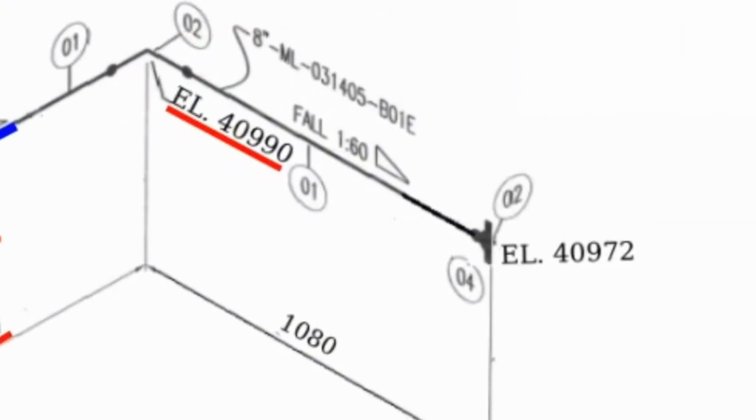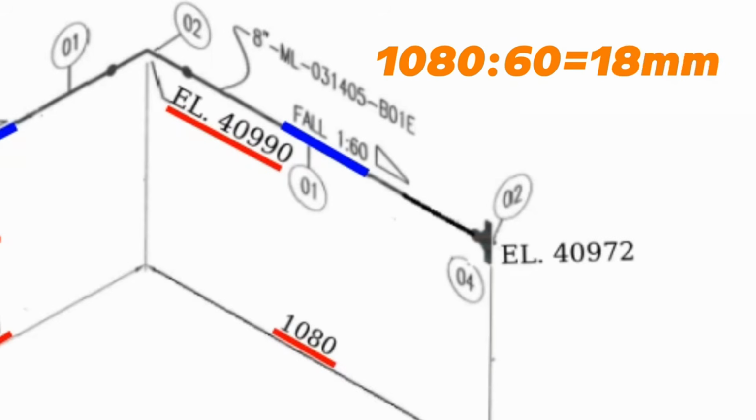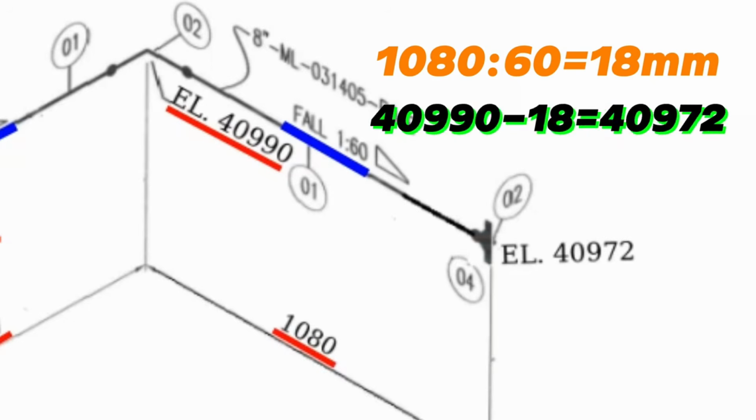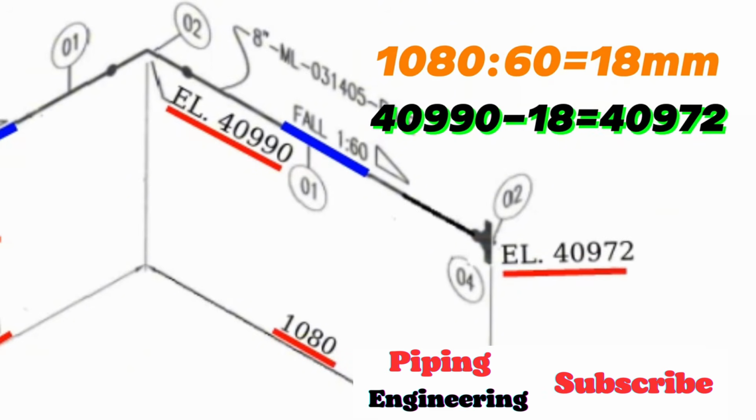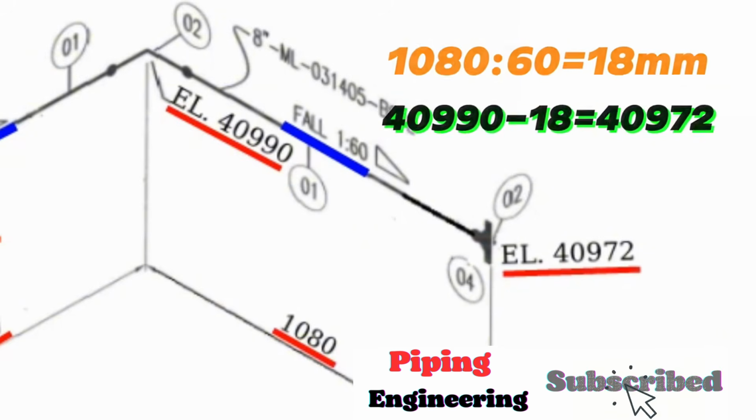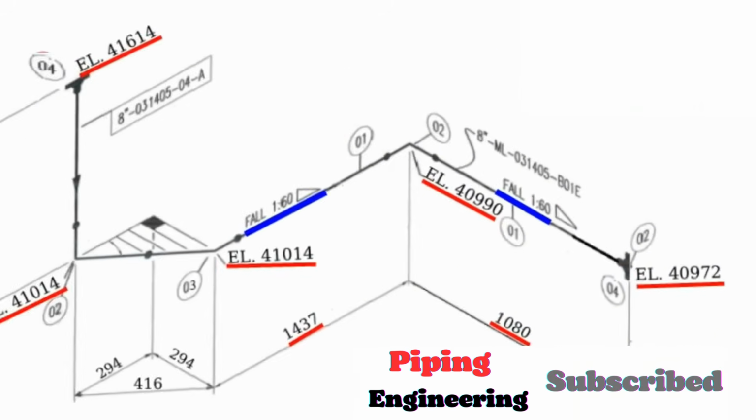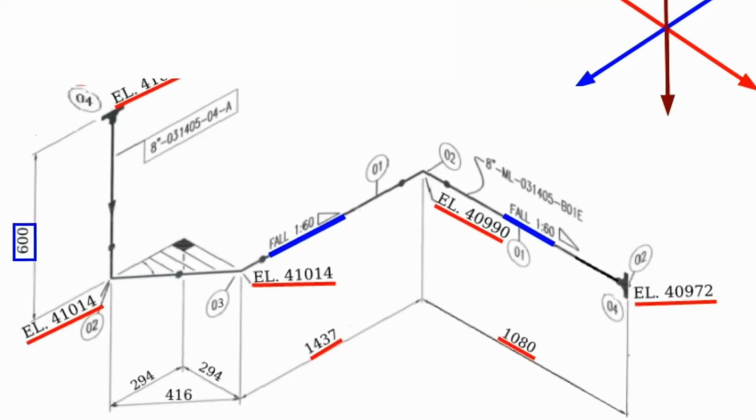The last section of the pipeline also has a slope of 1 in 60. Let's calculate the elevation drop of the pipeline at a distance of 1,080 millimeters. 1080 divided by 60 equals 18 millimeters. It means the end of this section of pipeline will be 18 millimeters lower than the starting elevation. Let's check the accuracy of this height: 40,990 millimeters minus 18 millimeters equals 40,972 millimeters. The pipe slope calculation of this pipeline is completed successfully.